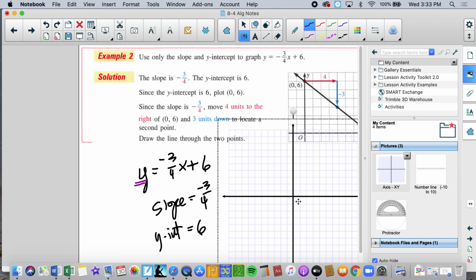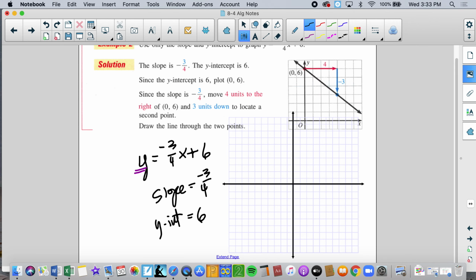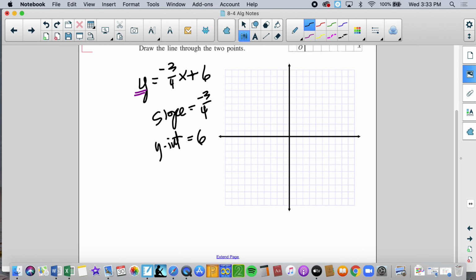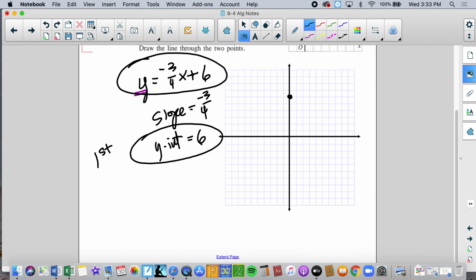So how are we going to graph that? We know that the slope from point to point is going to go down 3, right 4, or up 3, left 4. But we don't know what point to go from on that line, so we always have to graph the y-intercept first. So the y-intercept is 6: 1, 2, 3, 4, 5, 6. So I know a point now on this line. I didn't know a point until I plot one, and the easiest point to plot is an intercept. In this case, it's the y-intercept.